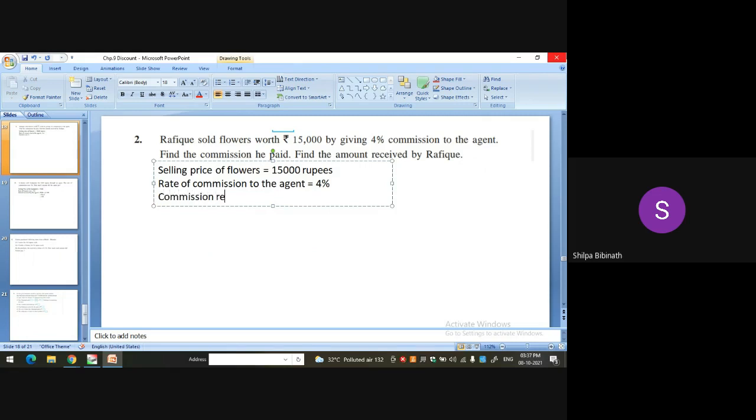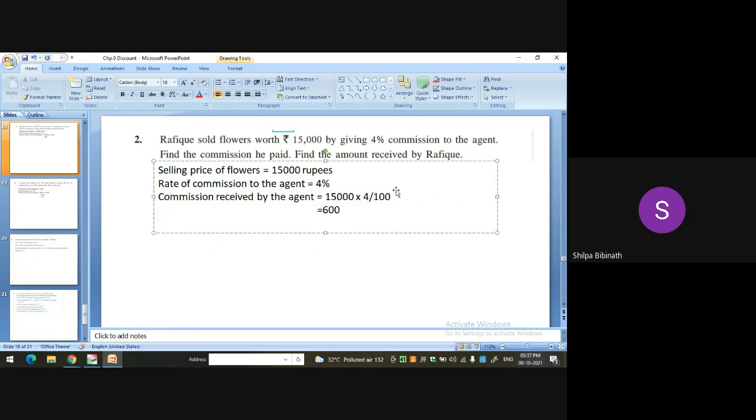Commission received by the agent is equal to how much? 15,000 into 4 divided by 100. 4% means 4 divided by 100. So what will be your answer? Just calculate. 15 fours are 60, the 0 gets cancelled. So it will be 600 rupees.